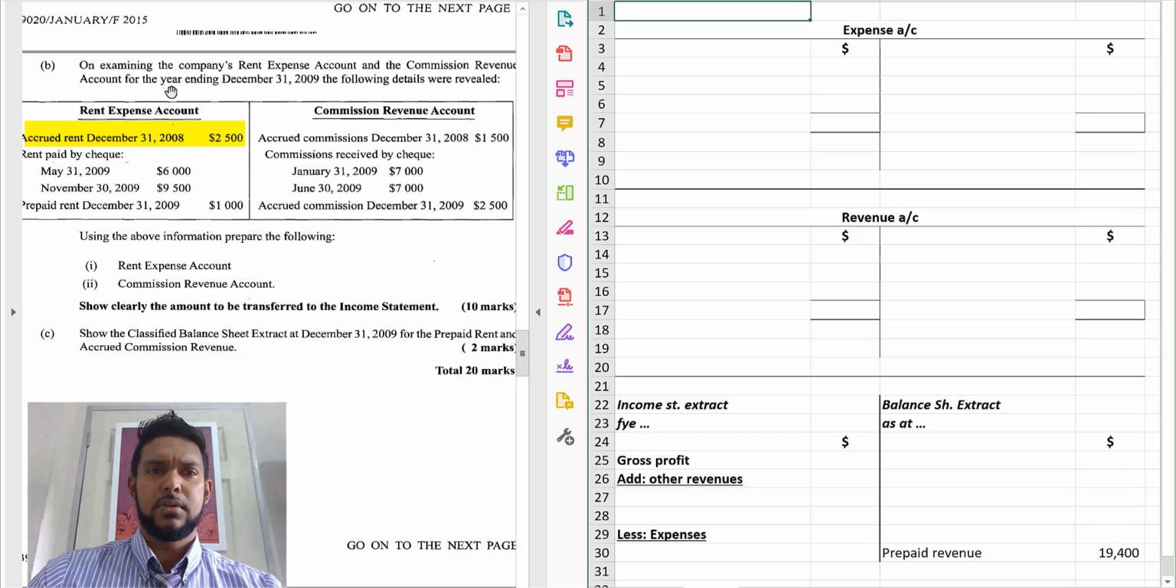$2,500. Now our current year end is December 31st, 09. So this is the opening balance. All right, rent paid by check. We have 2 payments, and then we have prepaid rent at the end. All right, let's deal with that first.